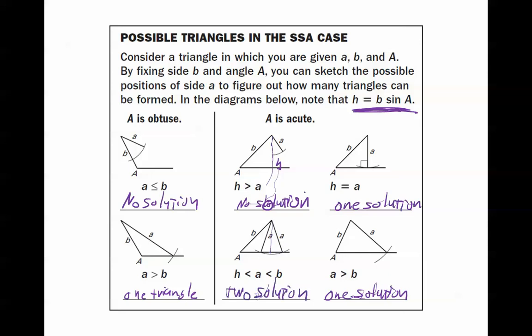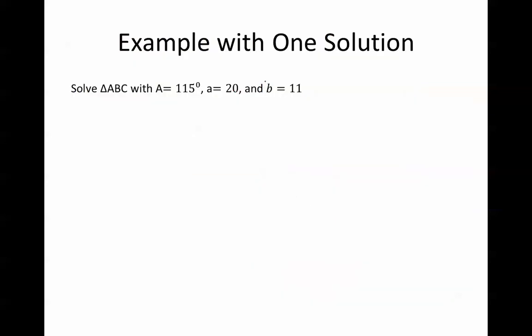This, by the way, is why SSA has such a problem, because without knowing all of the sides, we don't know which case it's going to be. And even if we know the sides, it might have two possible ways to make the triangle. So let's go ahead and do some examples of this. And we're going to do one with one solution first.